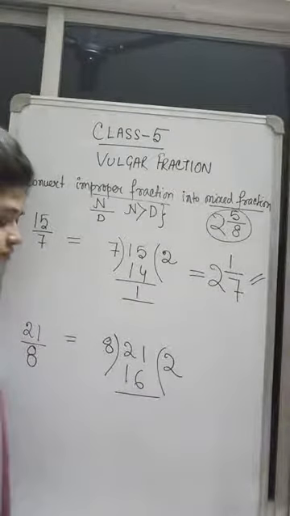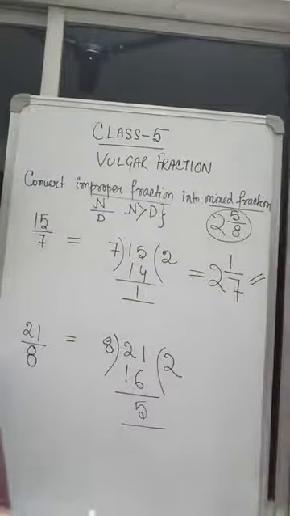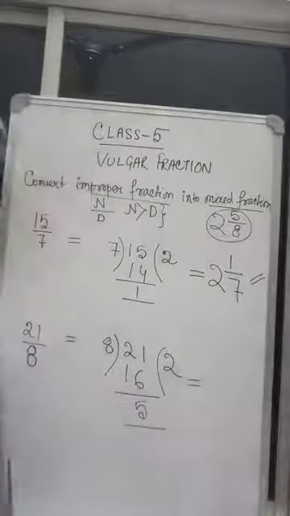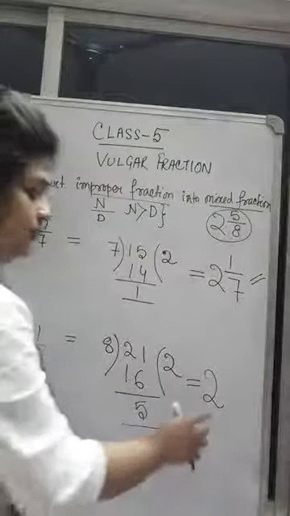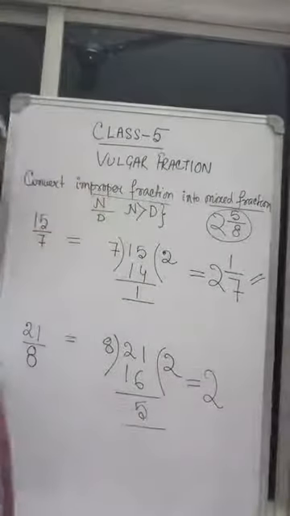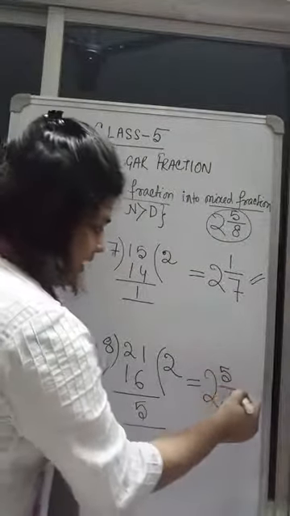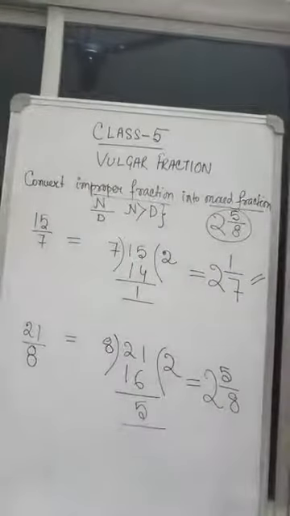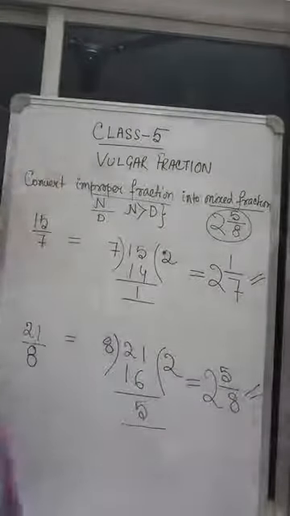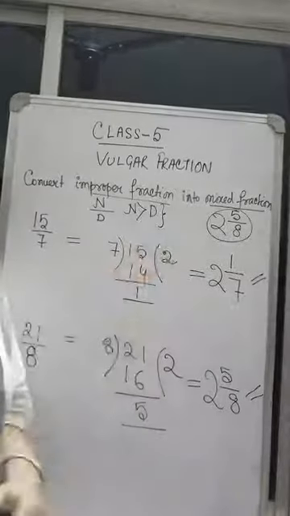21 minus 16 gives you 5, and you stop over here and change it into a mixed fraction. What you have to do? The quotient becomes the whole number part of the mixed number, and with this whole number there has to be a fractional number in case of a mixed fraction. So this remainder becomes the numerator and the divisor becomes the denominator. So the answer is 2 5 by 8. So in this way, by following these steps, we convert an improper fraction, whose numerator is greater than the denominator, to a mixed fraction.